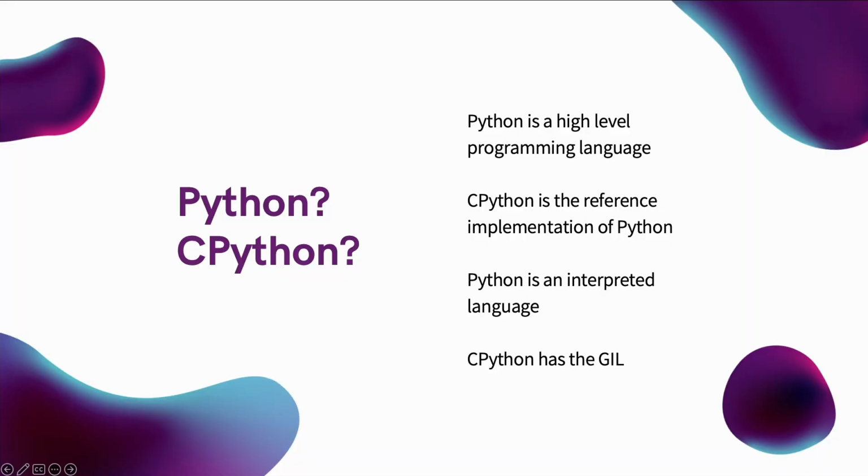Python, CPython. Python is a high-level language. You can write in practically English. Computers can't run this. That's why you have the Python interpreter, which takes your program and converts it into bytecode that the machine can actually run. The standard reference implementation of this interpreter is CPython. And CPython has this thing called the GIL.